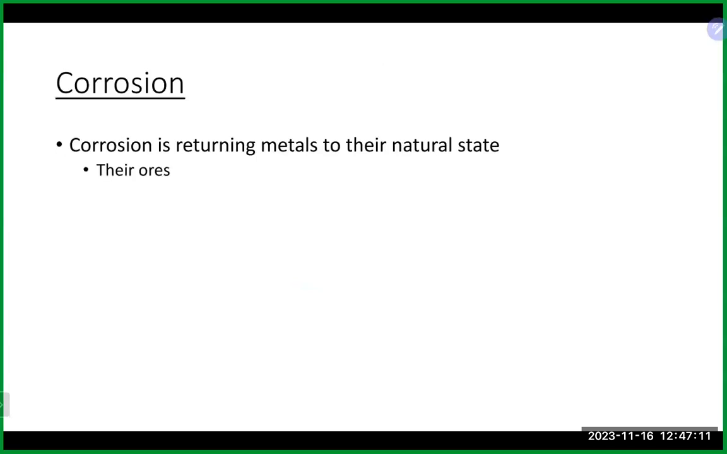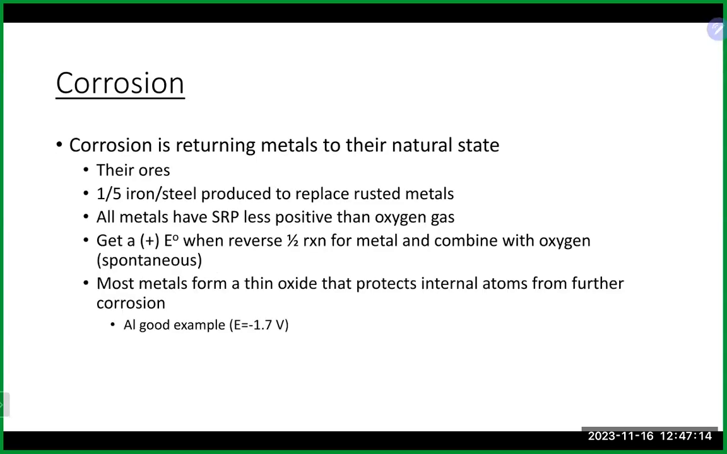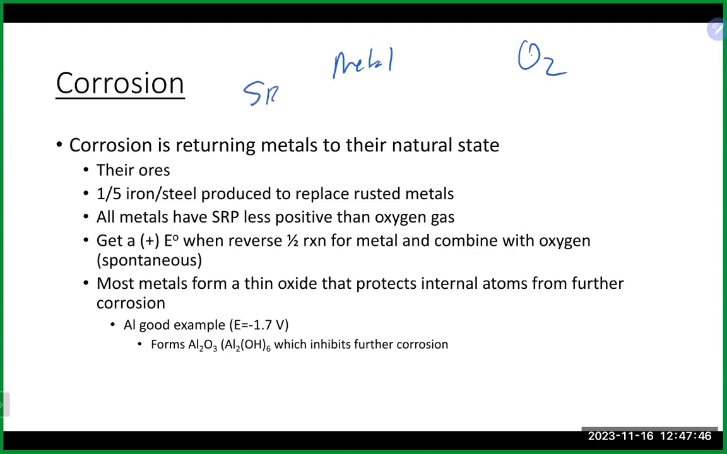All right, so let's talk about corrosion. That's what this lecture is on right now. Corrosion is returning metals to their natural state, or their ores. A lot of steel that's produced is really just produced to replace metals that start to rust. All metals that have an SRP value less positive than oxygen are susceptible to corrosion. SRP is standard reduction potential, and that means if I have a metal and I have oxygen, and the metal has a less positive SRP, that would mean it's more negative, and my oxygen would be more positive.